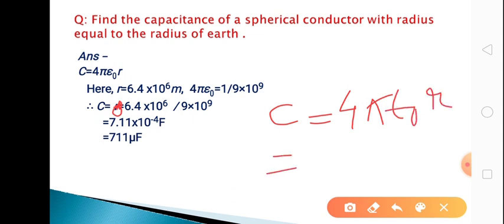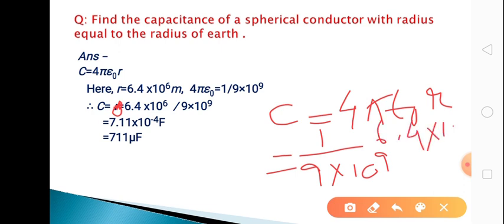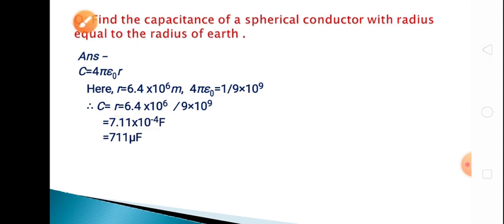So 4 pi epsilon naught is equal to 1 by 9 into 10 to the power 9. R is 6.4 into 10 to the power 6. These two are in SI. So solving this, you get 7.11 into 10 to the power minus 4 farad, which is equal to 711 microfarad. This value is again very small, even though the radius is equal to the radius of the earth. Thus, the capacitance of a conductor is very, very less.